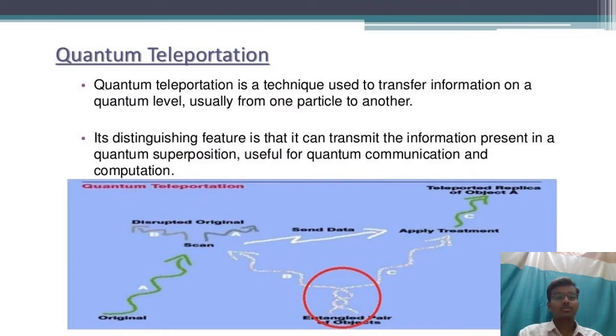Quantum teleportation. Quantum teleportation is a technique used to transfer information on a quantum level, usually from one particle to another. Its distinguishing feature is that it can transmit the information present in a quantum superposition, useful for quantum communication and computation. One of the scientific articles to investigate quantum teleportation is "Teleporting an unknown quantum state via dual classical and Einstein-Podolsky-Rosen channels."